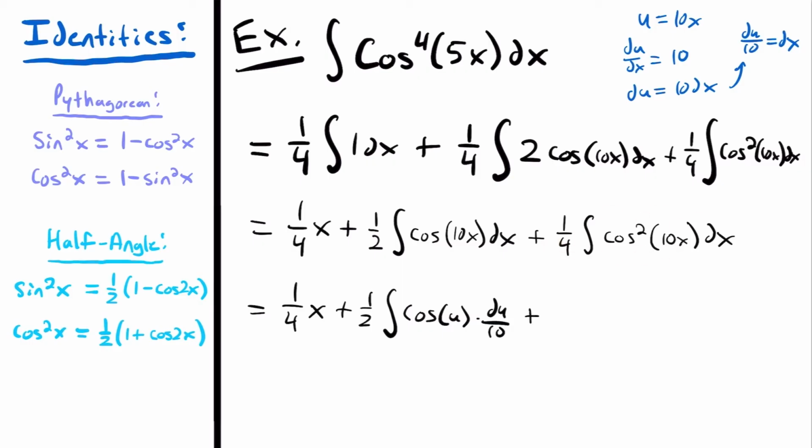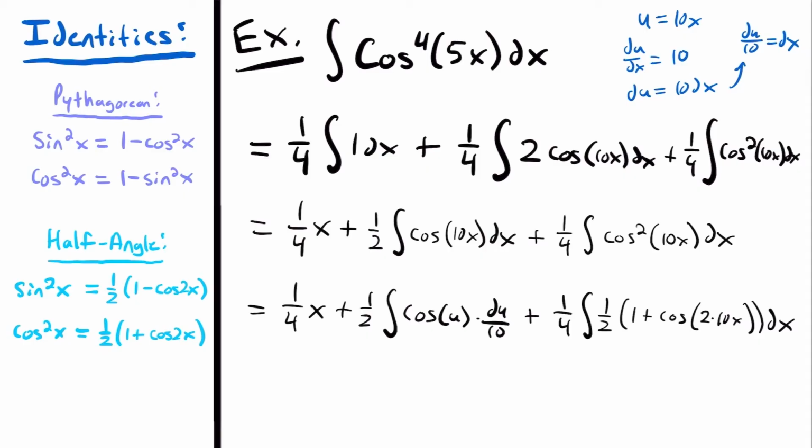So we will add that to 1 divided by 4 times the integral of cosine squared of 10x, but we're going to rewrite that using the half angle identity for cosine squared. Just remember, once again, that angle of 10x is going to be doubled when we write out that new cosine function because we have cosine of 2x. Okay, so we'll rewrite this cosine squared function using that half angle identity, and we'll have 1/2 times 1 plus cosine of 2 times 10x, and that will be multiplied by dx.